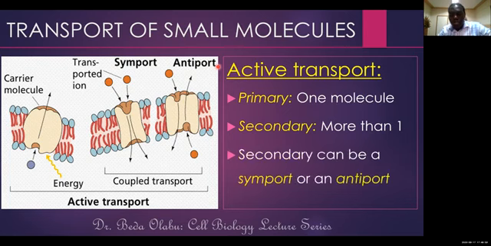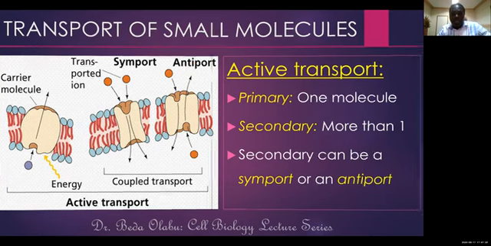Secondary active transport can either be a symport, where both molecules are moving in the same direction. Either they're both moving into the cell or they're both moving out of the cell. So we call that symport for same direction and antiport if they're moving in opposite directions. One is moving in, the other is moving out. That is active transport.